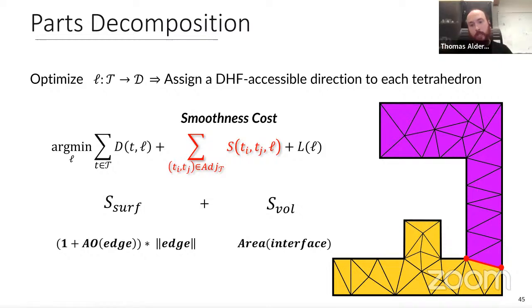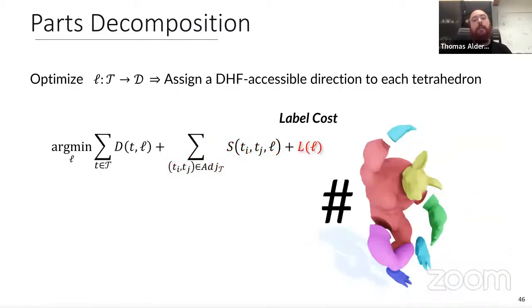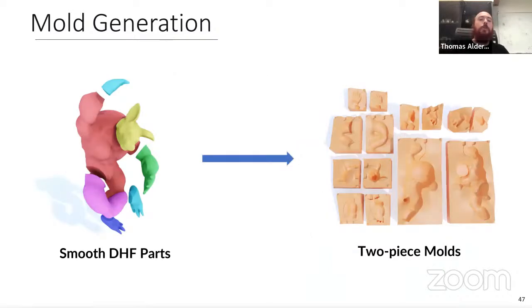parts of the decomposition. Finally, the last term is a labeling term that penalizes solutions over the number of labels that are required for the object decomposition, and thus implicitly prioritizes solutions with a smaller number of parts. So the output of this energy minimization will be an assignment over the volume tetrahedral elements that partition the object into double height field parts.